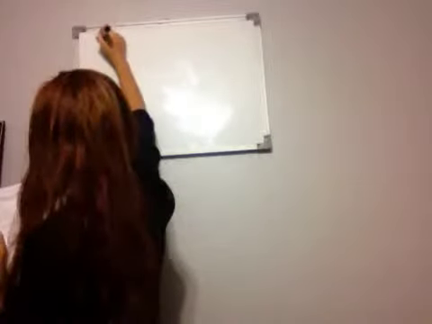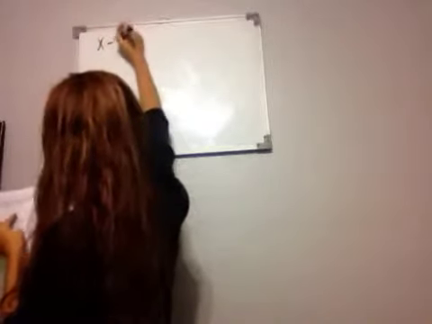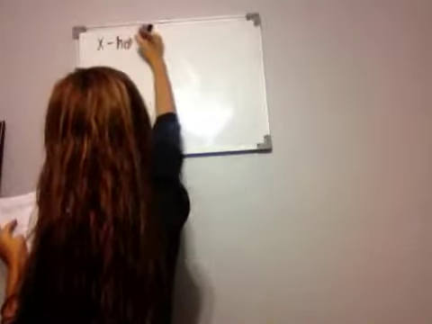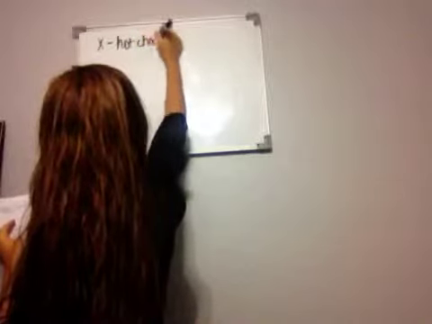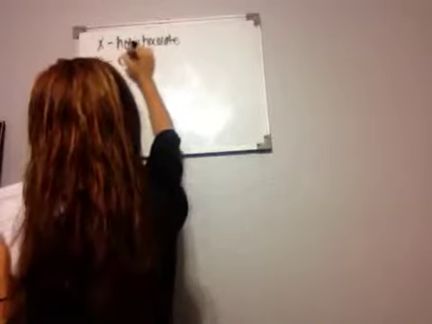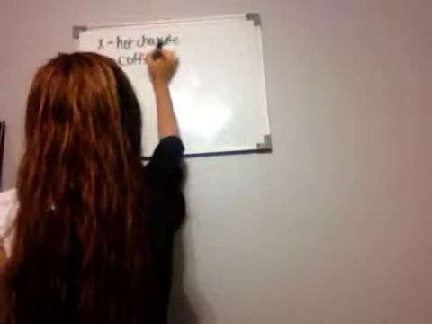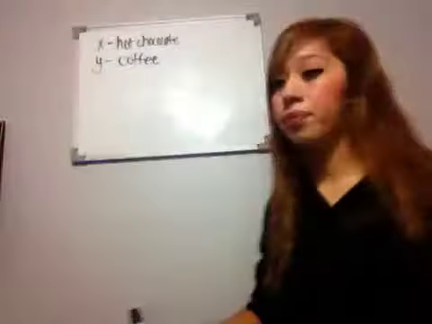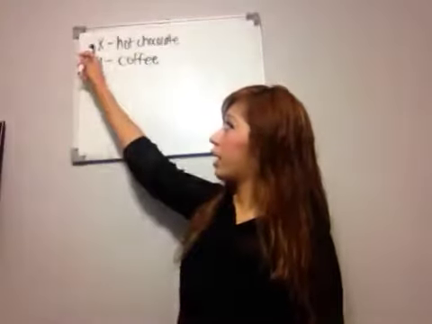Okay, so go ahead and write down your variables. You have X is for hot chocolate, and Y is for coffee. There you go. Those are your two variables you need, X and Y.